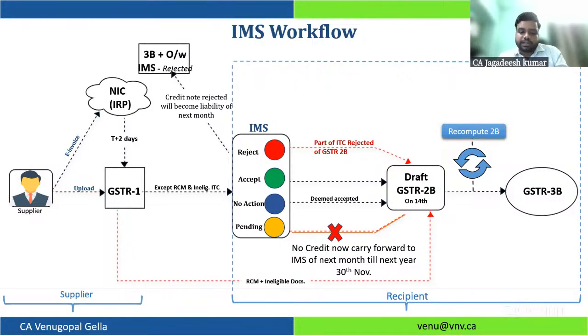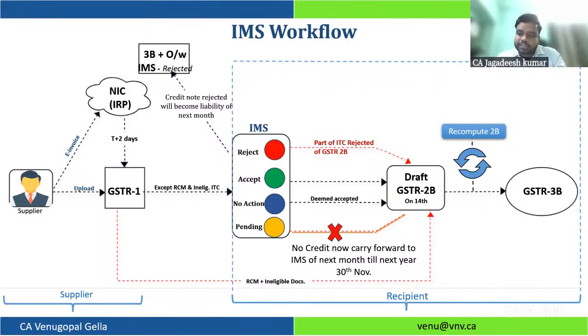Draft, because this GSTR 2B is not final as long as you have not filed your GSTR 3B. Your GSTR 2B is final if you have not taken any action, and this GSTR 2B also gets generated on the 14th. If you have taken any action after the 14th of the subsequent month, then in order to get the updated 2B, you have to click on compute 2B. Then only you will get the updated 2B, and the updated details will get auto-populated in your GSTR 3B. This is how the IMS works.